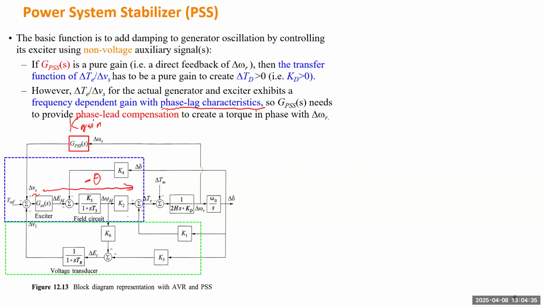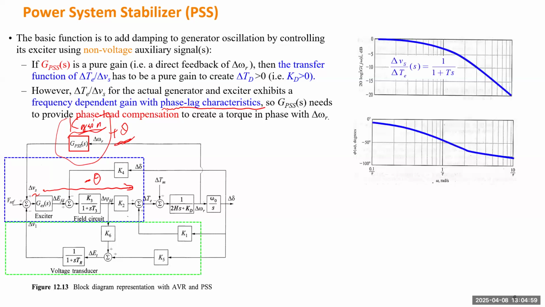Which means this PSS needs to add a certain angle to compensate that phase lag. So the design of this transfer function needs to add a certain angle, and that angle will compensate that negative theta. Then eventually this gain will give you additional damping coefficient. So that's the idea of a power system stabilizer.